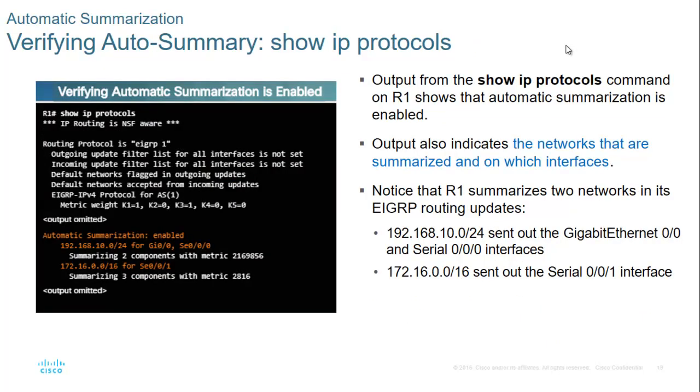So this is an example of a show ip protocols command on R1, right? It shows you that the automatic summarization is enabled. It also indicates the networks that are summarized and on which interfaces. Notice that R1 summarizes 2 networks in its EIGRP routing table. As you can see, this network summarized 2 components and this one summarized 3.